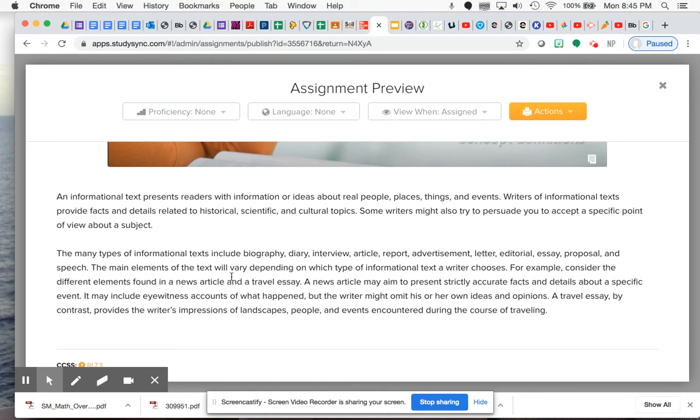The main elements of the text will vary depending on which type of informational text a writer chooses. For example, consider the different elements found in a news article and a travel essay. A news article may aim to present strictly accurate facts and details about a specific event. It may include eyewitness accounts of what happened, but the writer might omit his or her own ideas and opinions. A travel essay, by contrast, provides the writer's impressions of landscapes, people, and events encountered during the course of traveling.